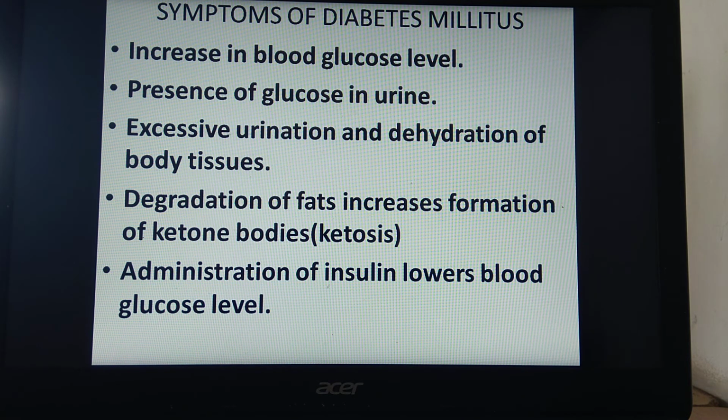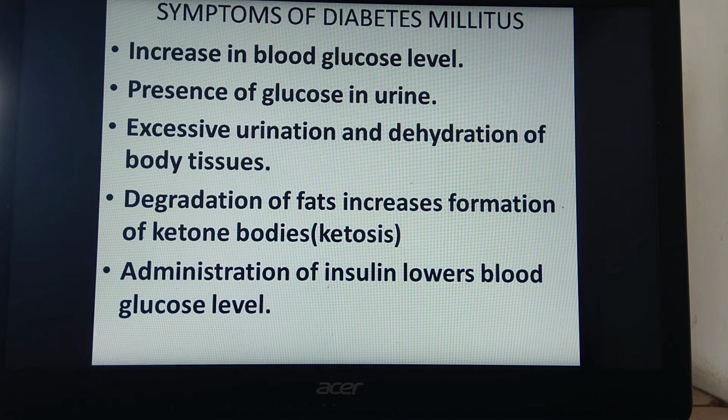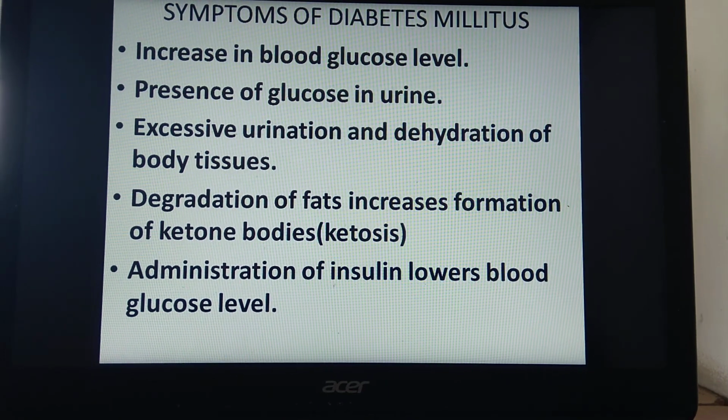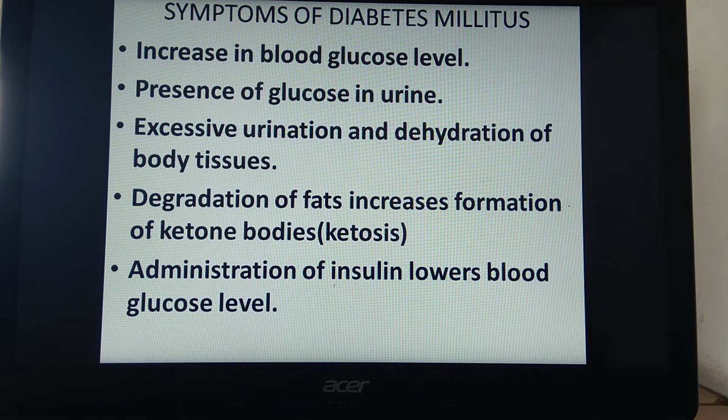As I think you know, deficiency of insulin results in an increase in blood glucose level. It is the very common symptom of diabetes mellitus. Then presence of glucose in urine. As the blood glucose level rises, it is given out through urine also. It also results in excessive urination. That means a large amount of urine is formed which is passed out.